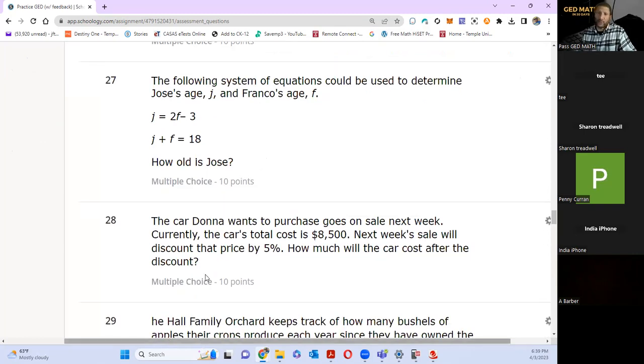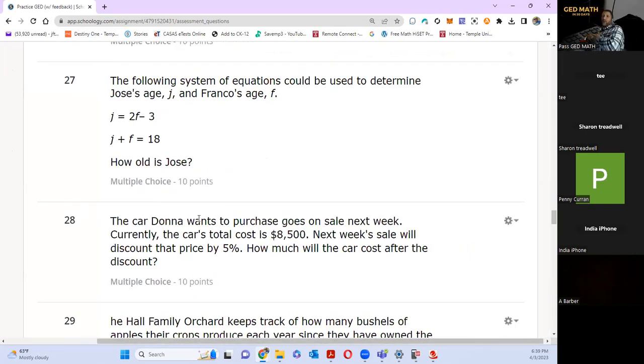Now this is a multiple choice, but I'm going to do it for you. It says the following system of equations could be used to determine Jose's age and Franco's age. What they'll tell you is they'll say it in words. They'll say Jose and Franco combined will be 18 years of age. Jose is 2 times as old as Franco minus 3, or 3 years less than 2 times Franco's age. That part is algebraic expressions. So if you're having problems with that, go to my algebraic expressions part.